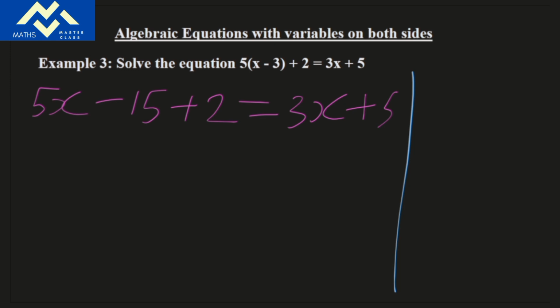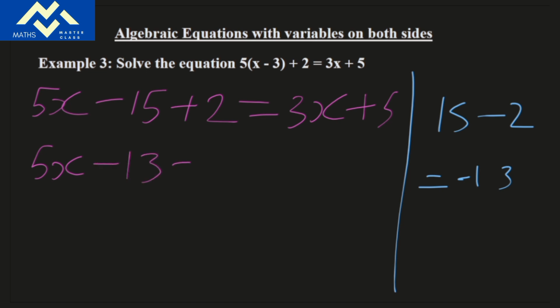So we subtract the integers. 15 minus 2 equals 13, and the sign of the larger integer is minus. That makes it minus 13. So we have 5x minus 13 equals 3x plus 5. Next, we collect like terms.